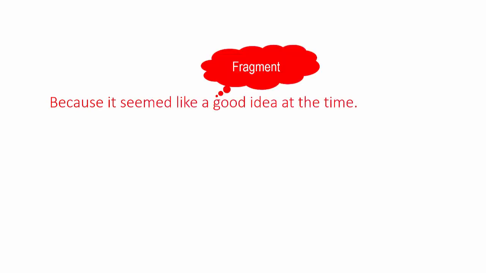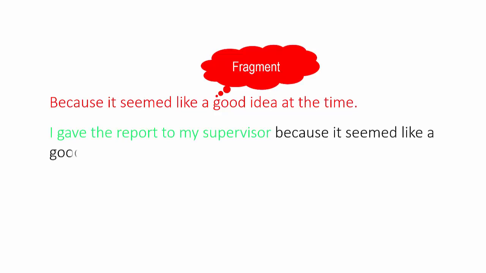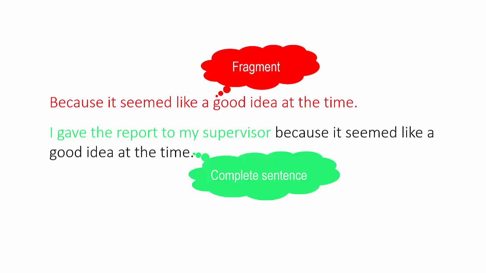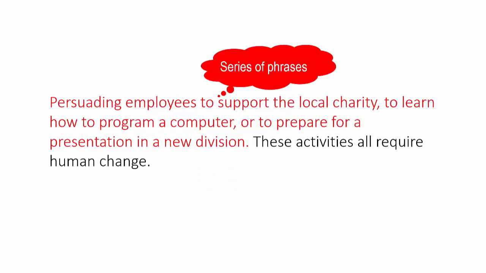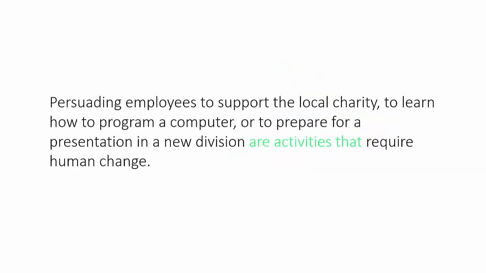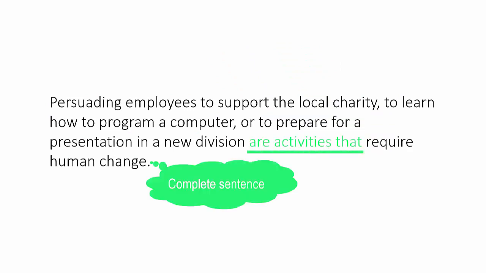First, you could attach the fragment to another sentence or extra words, as the fragment needs another part to complete the thought. The first part of this sentence is a series of phrases and needs a second part to help the sentence make sense. All you need to do is join the two parts together to repair the fragment.